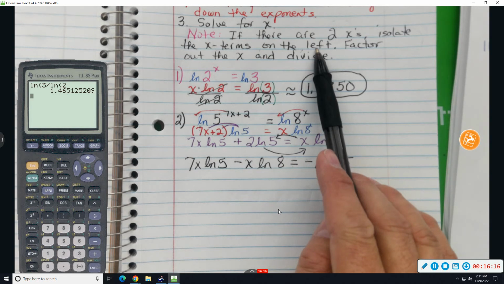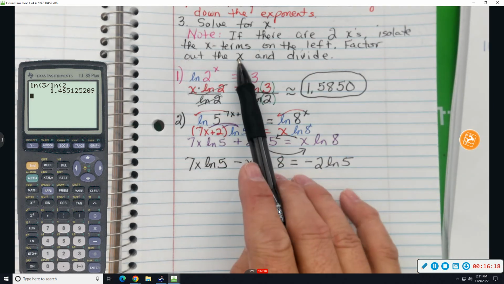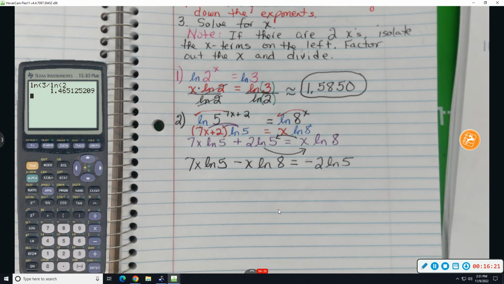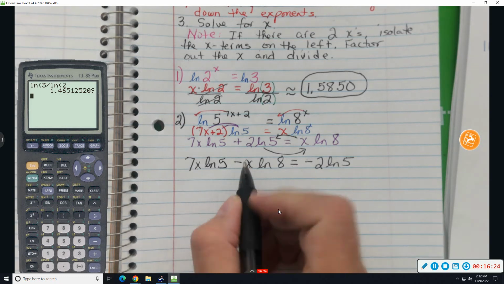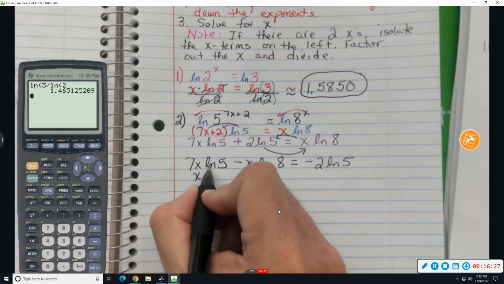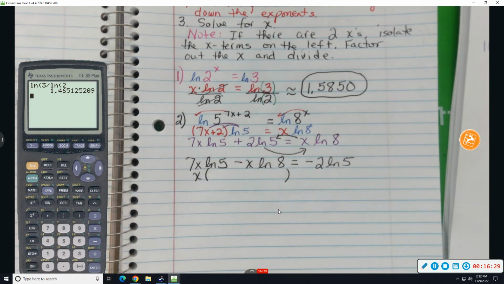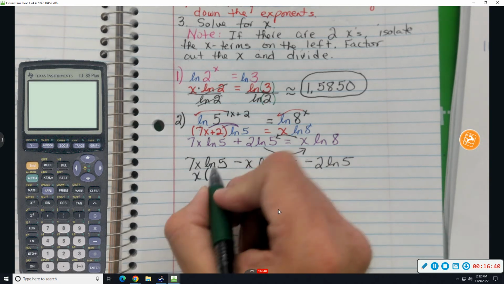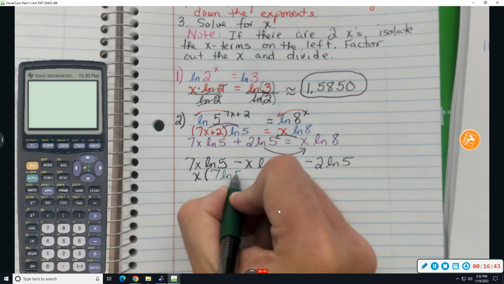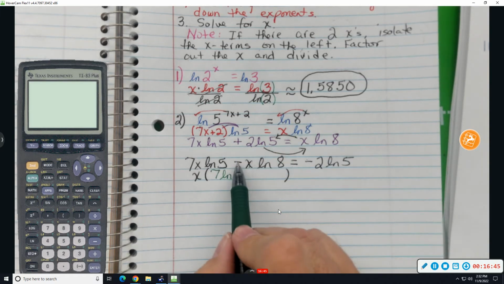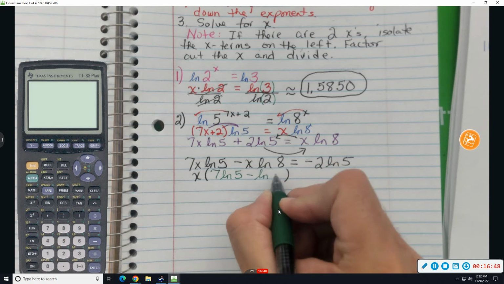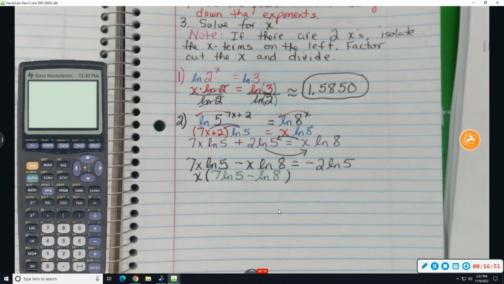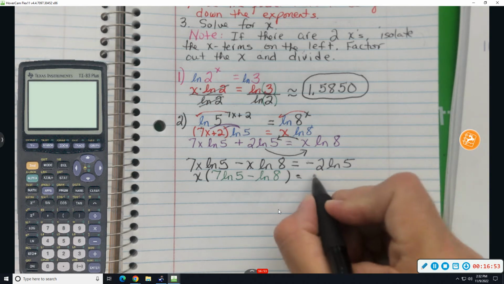I've done that. Now we're going to factor out the x. That sounds much more involved than it is. To factor a variable out, just write the x down and parentheses. And what goes in the parentheses is just what do you have if you covered up the x? It'd be 7 ln 5. If I just covered up the x, it would be a minus ln 8.